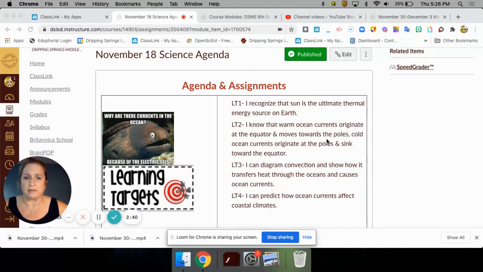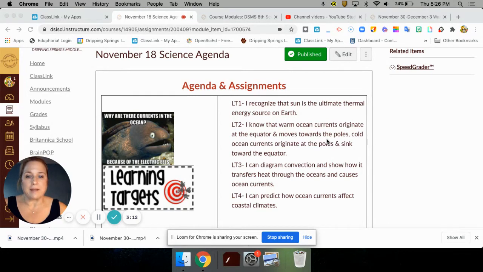We talked about convection and how it transfers heat through the oceans and causes the ocean currents. There are two kinds of currents: surface currents and deep ocean currents. Surface currents are pretty much driven by convection in the atmosphere and winds, and to a certain extent, closer to continents, even tides. But deep ocean currents are caused by the temperature differential between the water at the equator and the water at the poles.